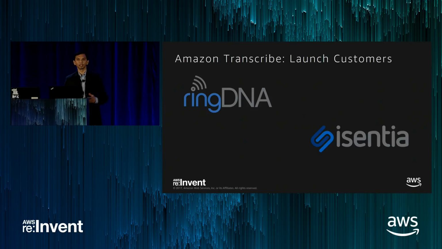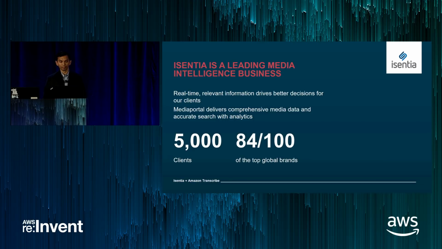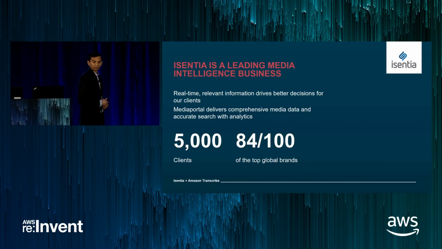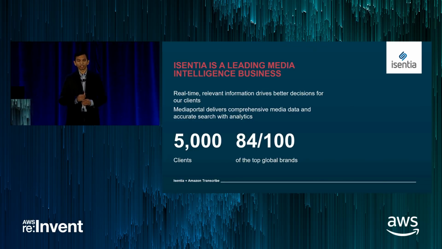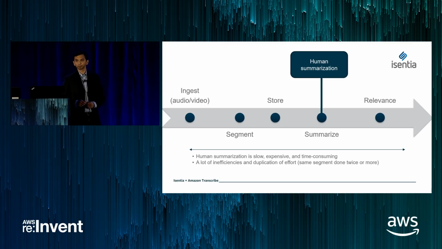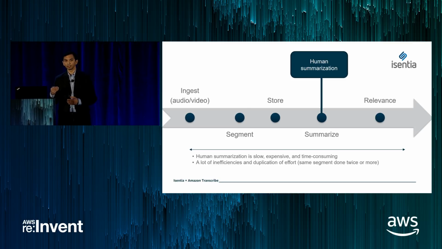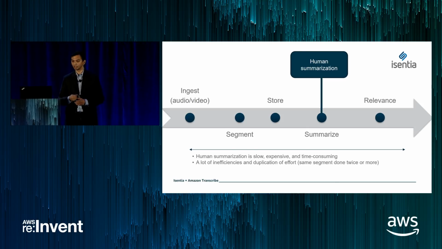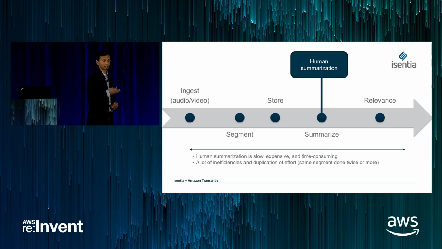During the beta phase, we had 2 customers that used our service and provided us feedback. So let's take a look at their use cases. Sencha is a media intelligence company based in Australia. They deliver real-time, relevant media information to corporate communications clients. They have 5,000 clients in the APAC region and 84 of the top 100 global brands. And what they do is monitor audio and video and find instances where a certain brand has been mentioned, and then prepare summaries that they then send to their clients.